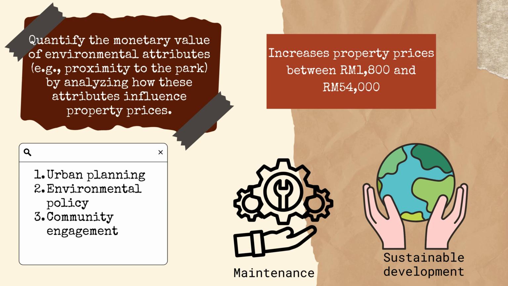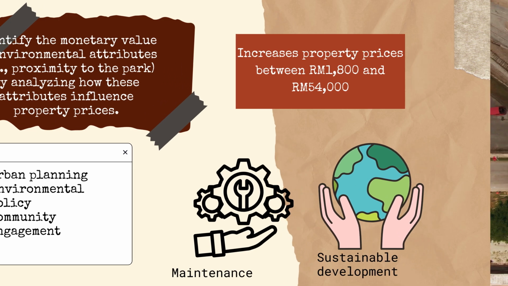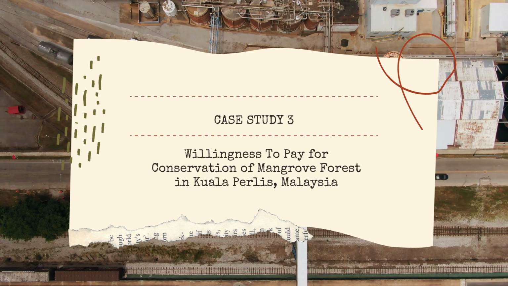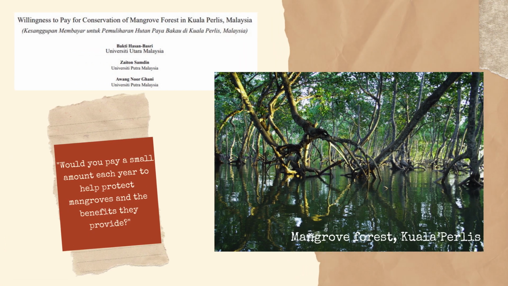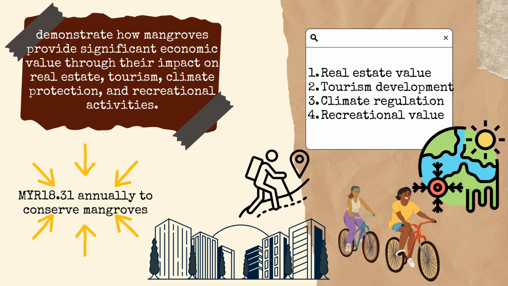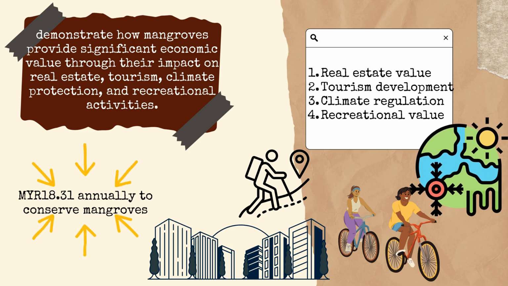Incorporating this insight into urban planning can ensure consistent funding for maintenance while also promoting sustainable development that benefits both residents and the environment. Case study number 3 is willingness to pay for conservation of mangrove forests in Kuala Perlis, Malaysia. Would you pay a small amount each year to help protect mangroves and the benefits they provide? This case study will demonstrate how mangroves provide significant economic value through their impact on real estate, tourism, climate protection, and recreational activity. First, let's look at real estate value.